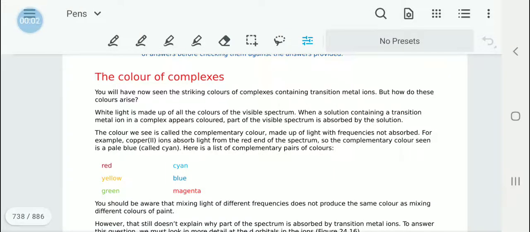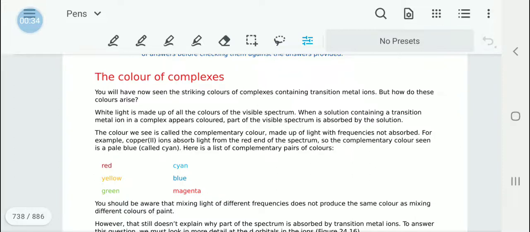Chemistry chapter 24, theory video 9, the color complexes. Now you must understand that if you see a red t-shirt, that means you are looking at the color that is coming from the t-shirt. That means all the colors except for red have been absorbed by that t-shirt. The only thing that is reflected would be red.